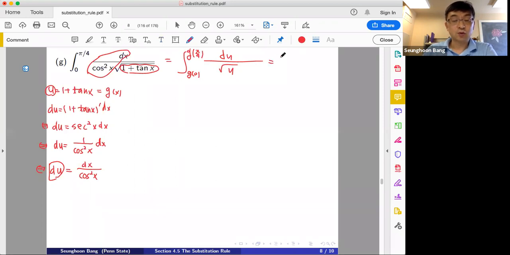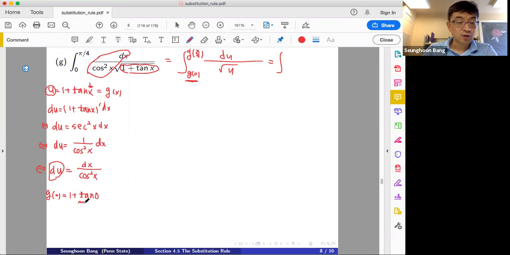So this is the same integral. What is g of 0? You can plug 0 into here and calculate g of 0. g of 0 is 1 plus tangent of 0.